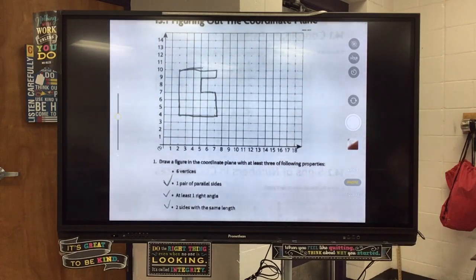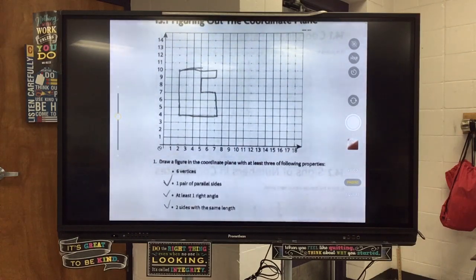So it said at least three. I don't know if the inner parts count. So if they don't, then that checks it off too. So I made sure that it, like. How many vertices is this supposed to have? Six. Does it say at least six or does it say six?